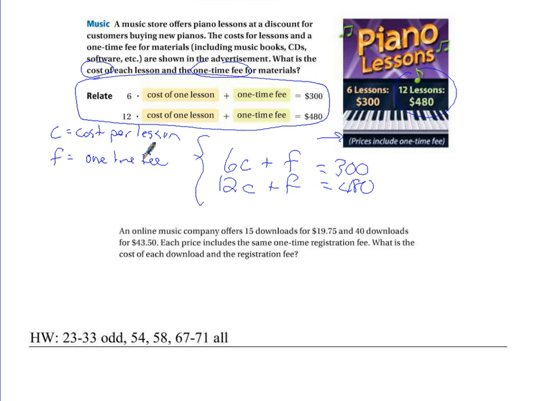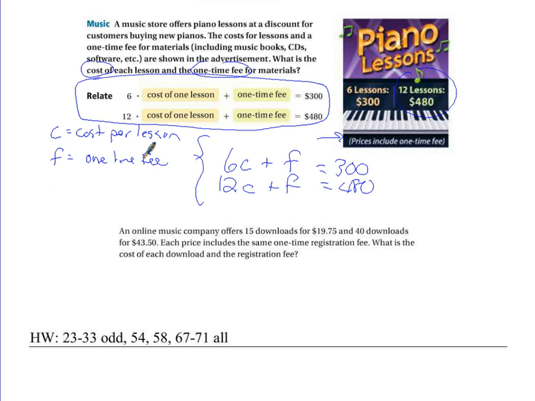I need opposites, right? Do I have opposites in either of my equations right now? Either of my variables? No, I don't. But I can make opposites very quickly if I choose to eliminate the right variable. Which variable should I eliminate? How about F?